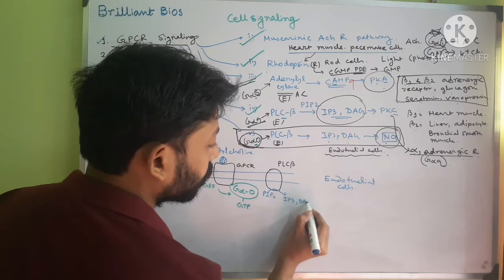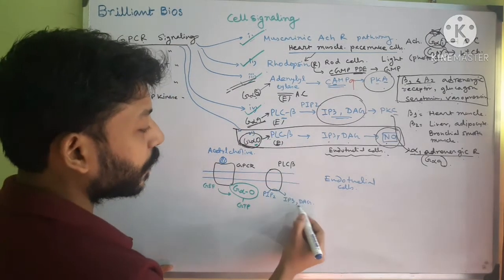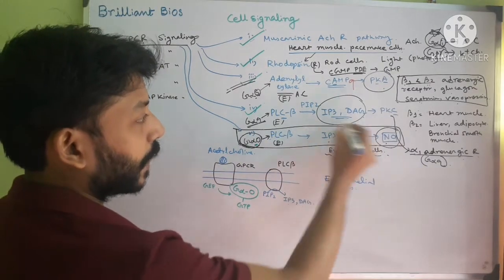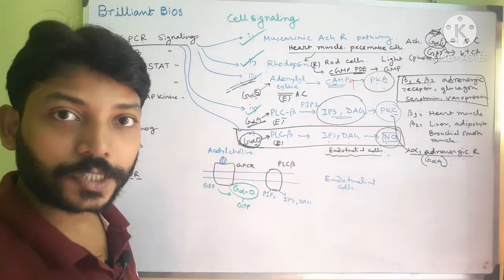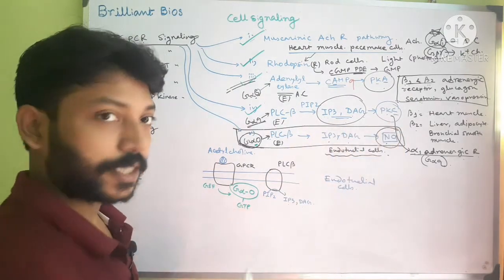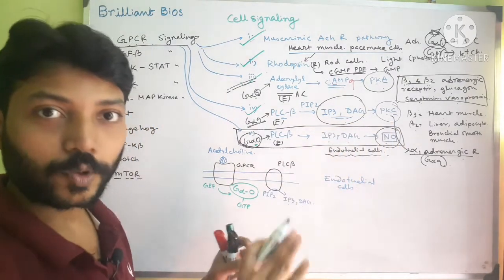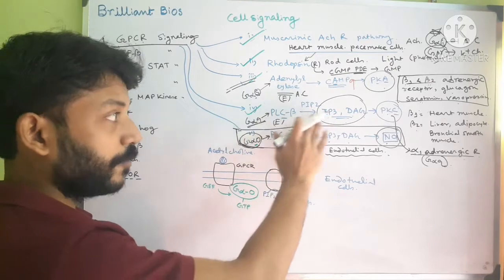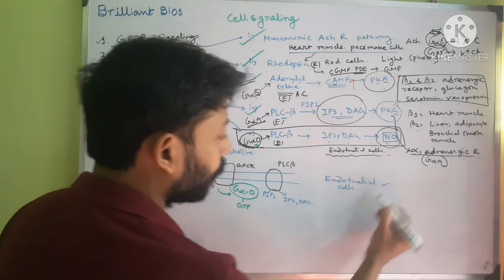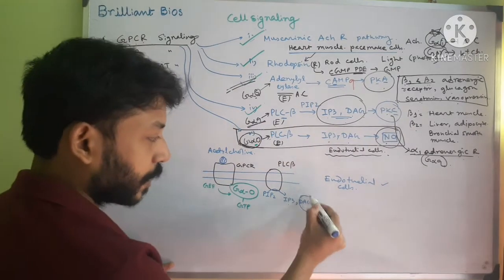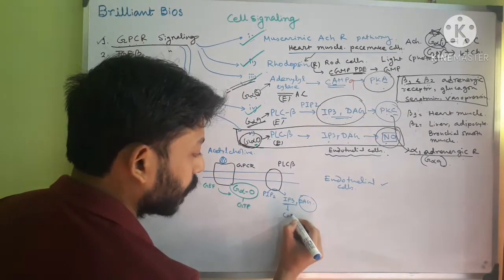and DAG. In my previous video I have mentioned that both IP3 and DAG help in this pathway to activate PKC, because IP3 increases the calcium concentration and DAG directly binds with PKC, but proper activation of PKC requires calcium also. I have talked about it in my previous class. But in the case of endothelial cells, the DAG is not very important, but the IP3 is very important. IP3 increases the calcium concentration in the cytoplasm.